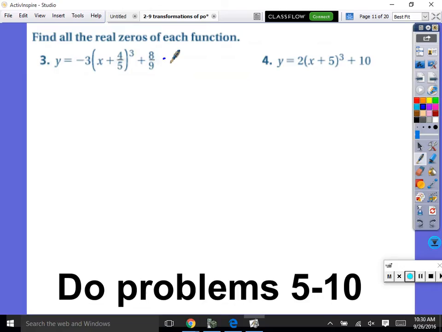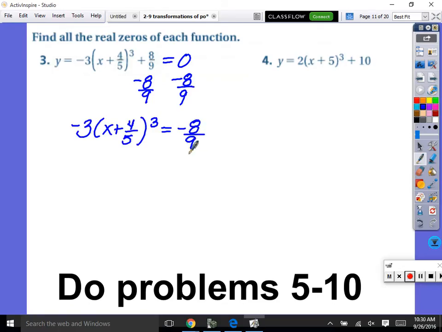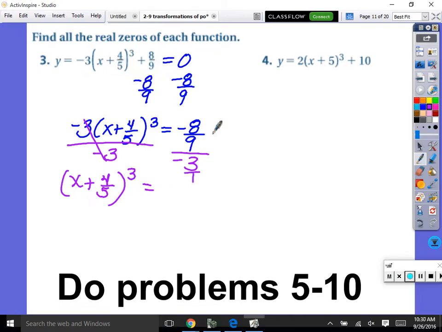Here we go. So we'll set it equal to 0 and solve. So won't we first subtract 8/9? Subtract 8/9. So we have negative 3 times x plus 4/5 cubed is equal to negative 8/9. Is everybody feeling good? Now we would divide by negative 3. So we would have x plus 4/5 raised to the third power is equal to, dividing fractions is easy as pie. You flip the second fraction and you multiply. So that would be times by 1 over negative 3. That is a neat little trick, right?